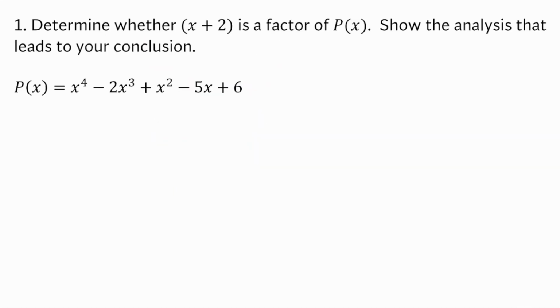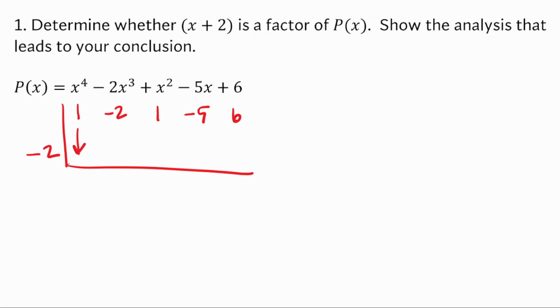All right, on form B, we're going to start by determining whether this thing is a factor, and so we're going to test it on synthetic division. 1x to the 4, negative 2x to the 3, positive 1x to the 2, negative 5x, and positive 6. We're going to divide by x plus 2, and we're going to see what the remainder is. If the remainder is 0, then say yes, it's a factor. If the remainder comes back not 0, then say no, it's not a factor.